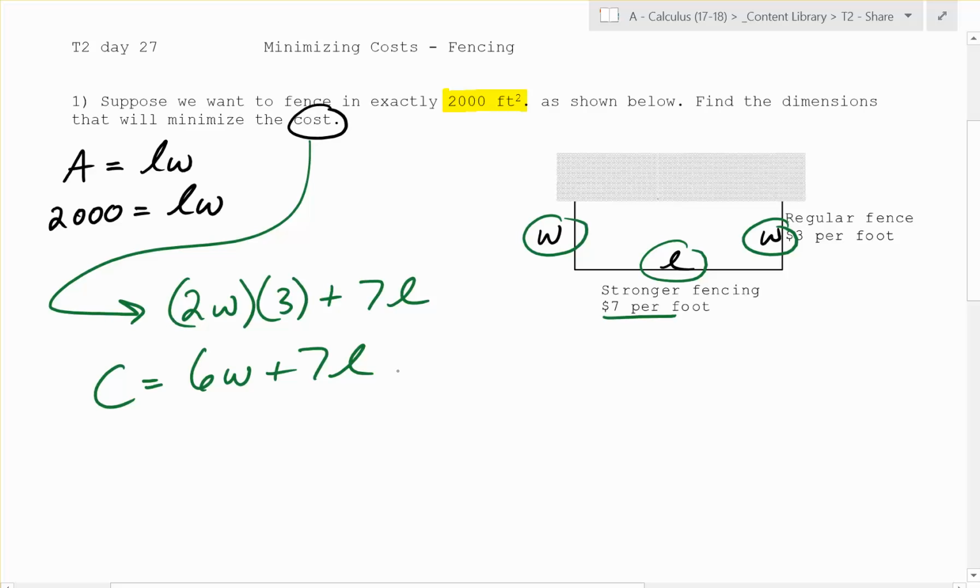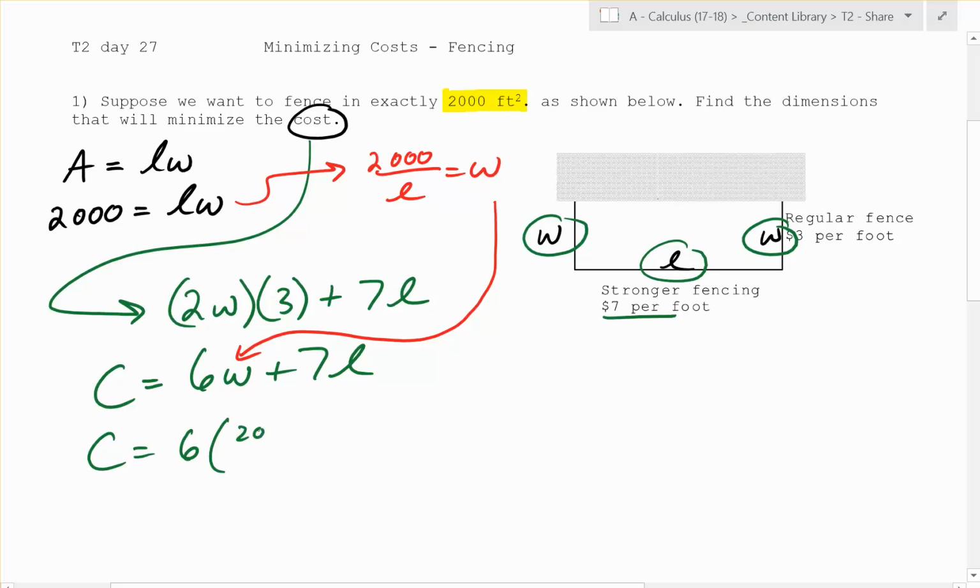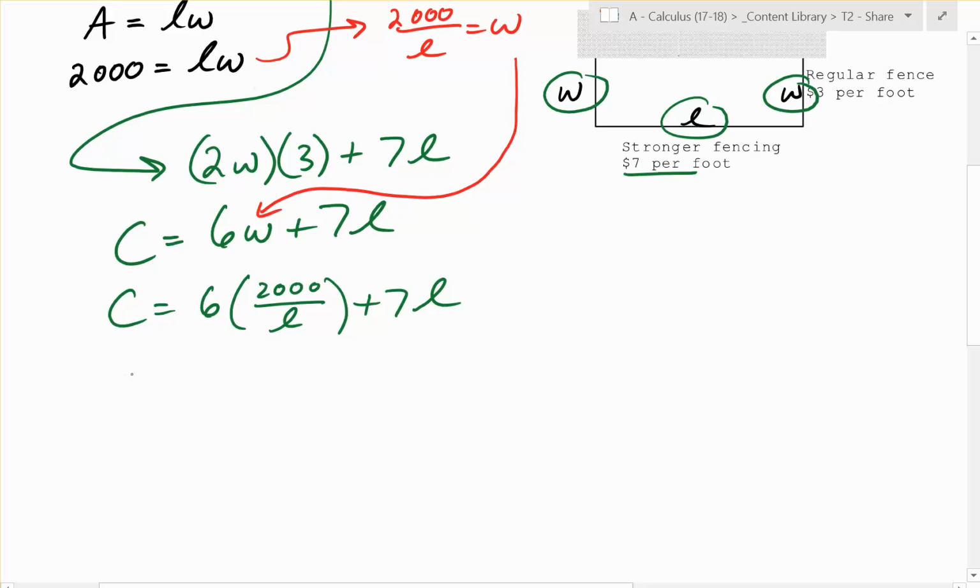We want to minimize that value, so we want to take a derivative, but before then we need it to be in one variable. Well, we know from this equation right here, if we divide both sides by L, that 2,000 over L is equal to W. So we can take that and plug it in right there. And now what do we have? Cost is equal to 6 times 2,000 over L plus 7 times L. It's in one variable.